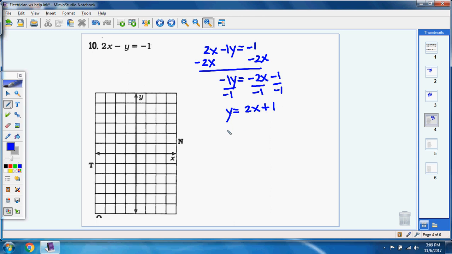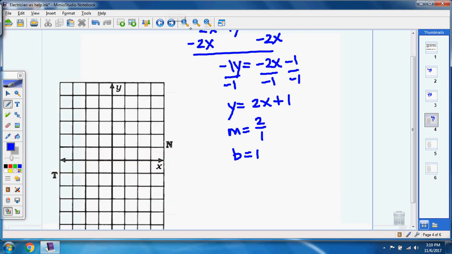But in order to graph it, I need my slope, which is rise over run, and then my b, which is 1. So again, this tells me, starting on the y-axis, find a positive 1. So here's in the center, y-axis positive 1. And then my slope is up 2. So up 1, 2, right 1. Up 1, 2, right 1.